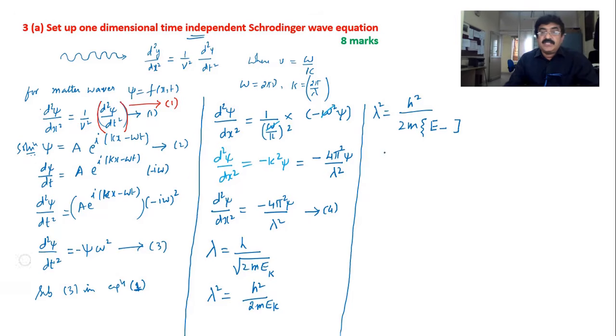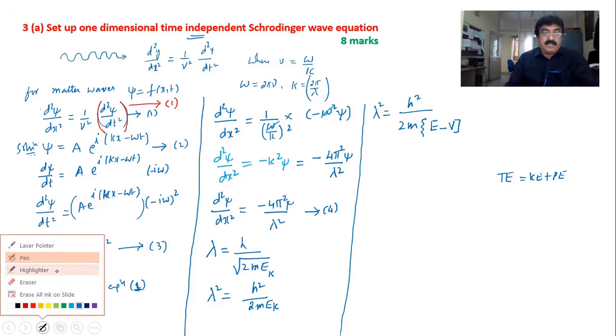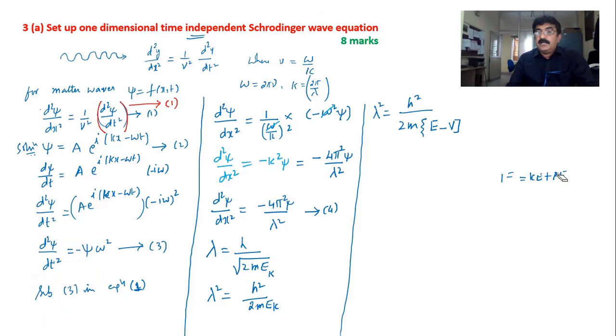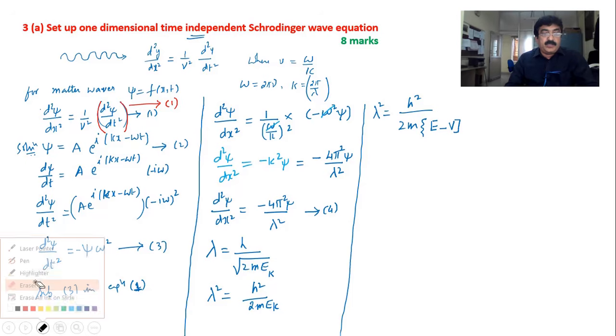See, total energy is nothing but kinetic energy plus potential energy. This is a well known fact. So kinetic energy is therefore total energy minus potential energy. Okay, well, let me continue further. I just erase this part. So I have lambda square with me. Substitute lambda square. Okay, if you want you can call this equation number 5.